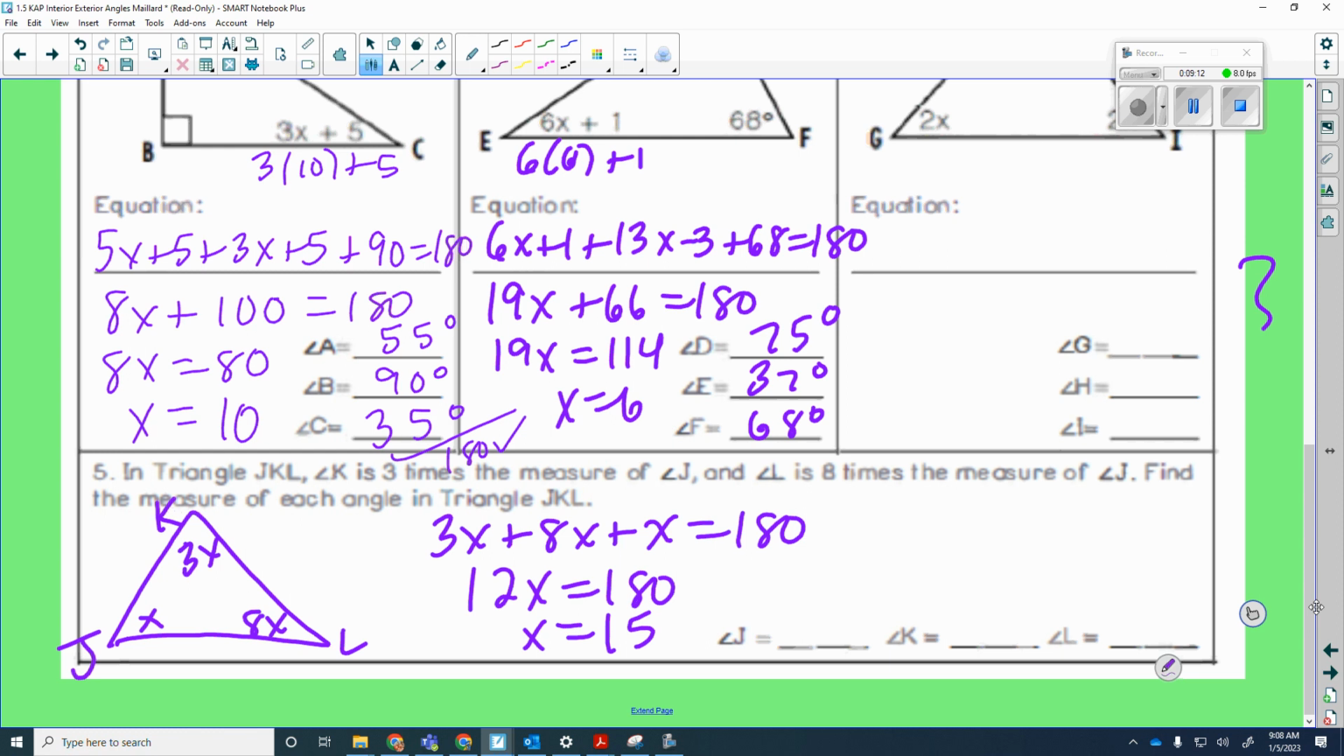So now, the only one I know is J. Angle J is 15. Angle K is 3 times 15, which is 45. And then 8 times 15 is 120. And then, again, one more time for good measure, 15 plus 45 plus 120. Does it equal 180? Yes.